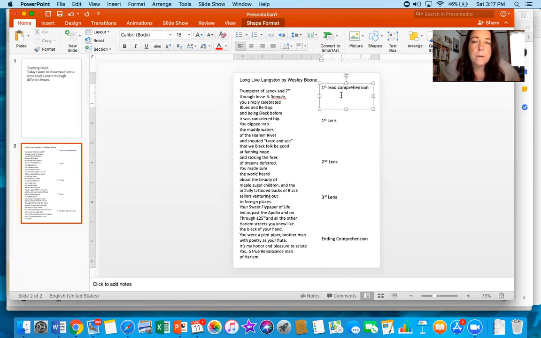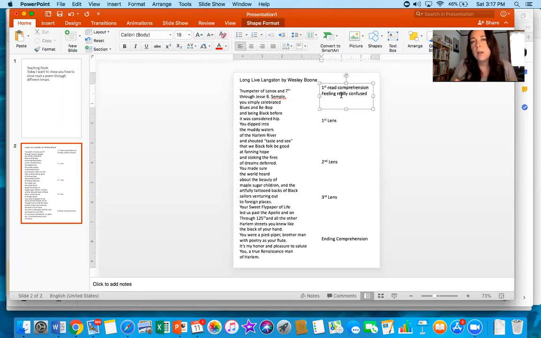I don't know if you're like me, but sometimes I get a new poem and I read it and I'm saying all the words, but I have no idea what this means. So my initial comprehension is feeling really confused. We'll just keep it basic and simple, and then we'll see what we can do by doing a couple more reads of this.